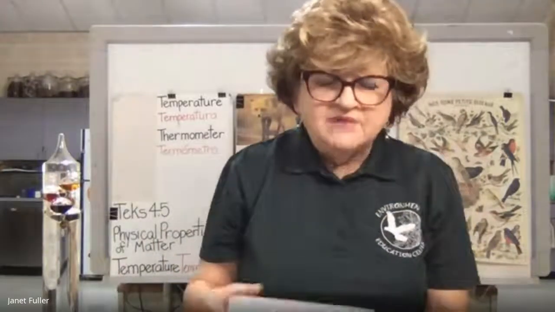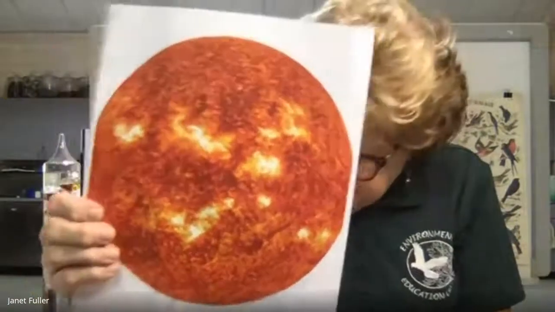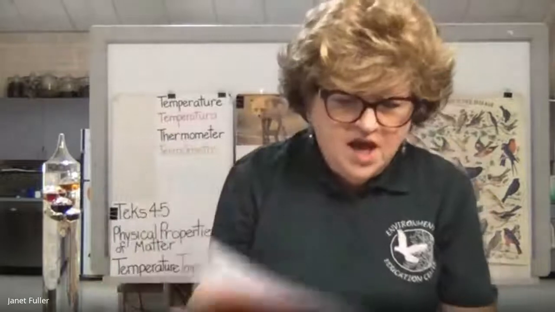We also have something in our solar system that is very hot, and that's the sun. The center of the sun, the core of the sun, has a temperature of about 27 million degrees. That is extremely hot. The photosphere has a temperature of about 10,000 degrees, and the chromosphere has a temperature of about 7,800. So even though different parts of the sun have different temperatures, they're all extremely hot. So this is a brief overview of temperature.